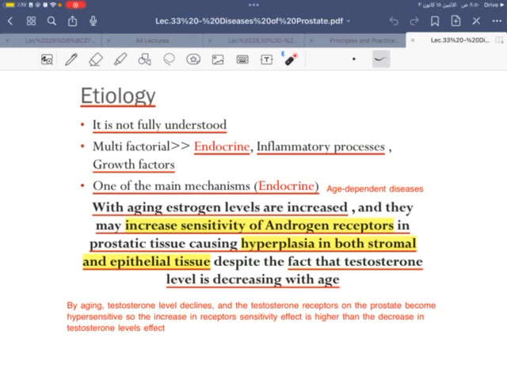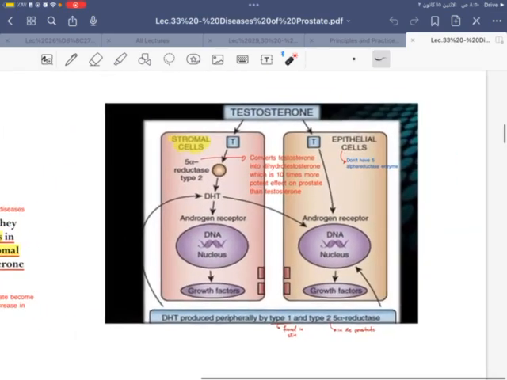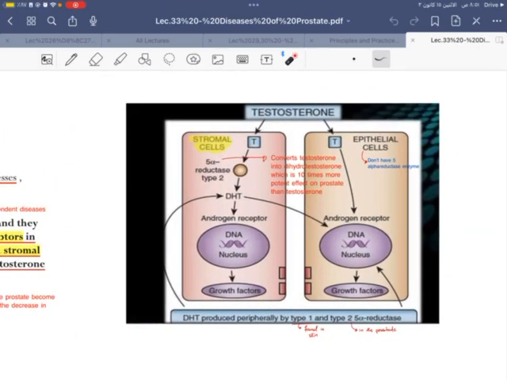That's why the prostate becomes enlarged with aging. So this is how testosterone exerts its effects on epithelial cells and stromal cells as well. Testosterone enters the epithelial cells and binds to the androgen receptor, and the DNA is transcribed so that growth factors are produced, like transforming growth factors and many different growth factors, which secondarily lead to prostate hyperplasia.